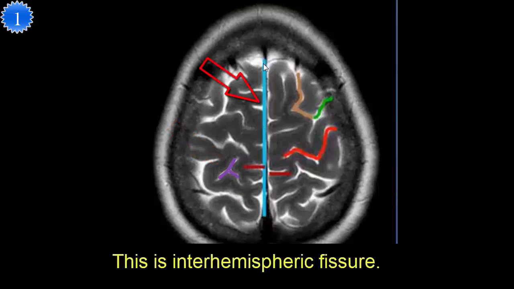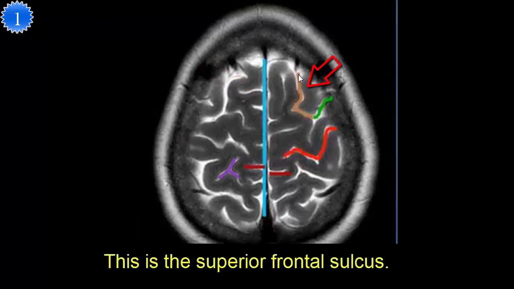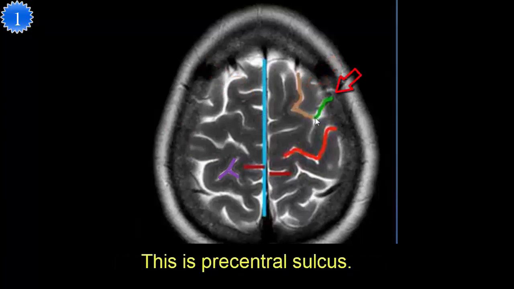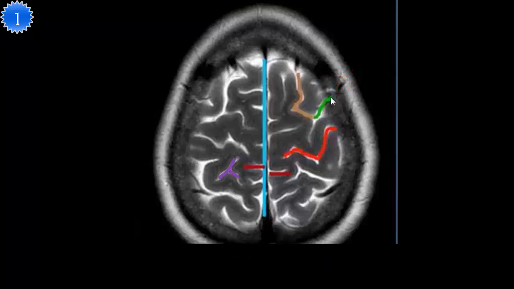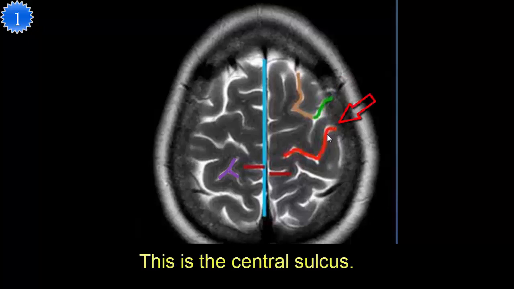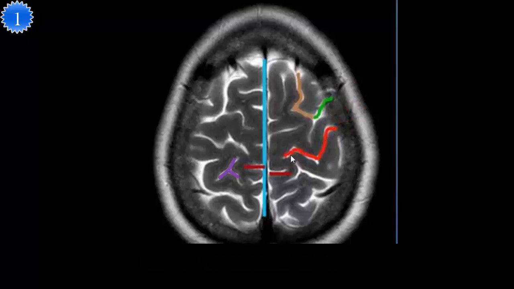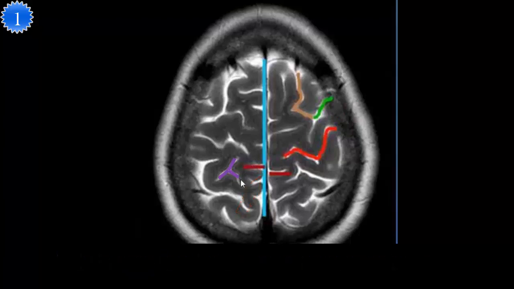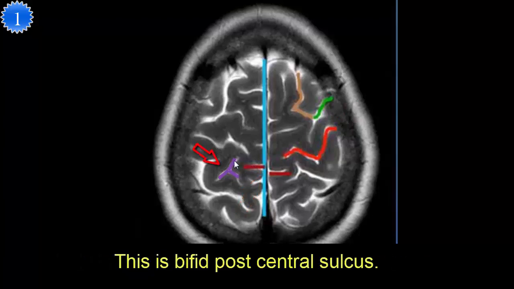This is the interhemispheric fissure. This is the superior frontal sulcus. This is the precentral sulcus. This is the central sulcus. This is the Pars marginalis sign, or Pars marginalis. And this is the bifid post central sulcus.